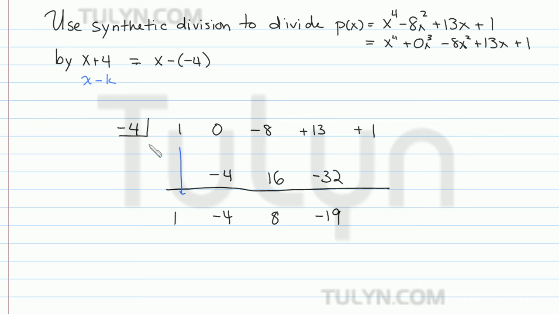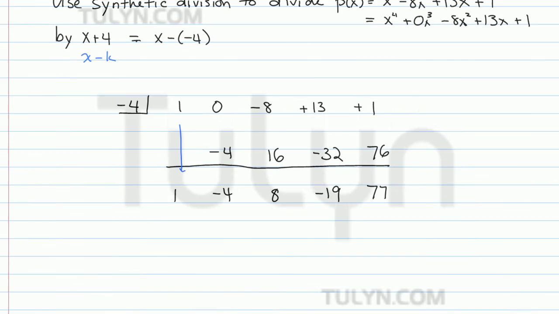And then we want to do this one more time. So negative 4 times negative 19, and we put that in the last slot. That's going to give us positive 76. And when we add that to 1, we get 77. So this last line down here is the coefficients for our new polynomial, the quotient, in other words.